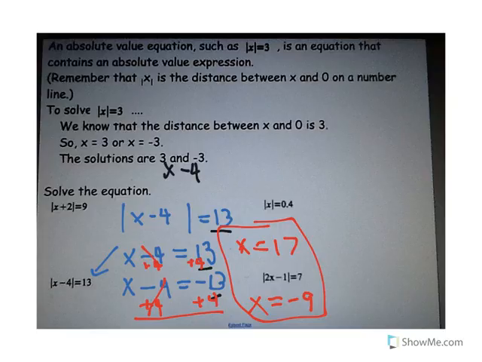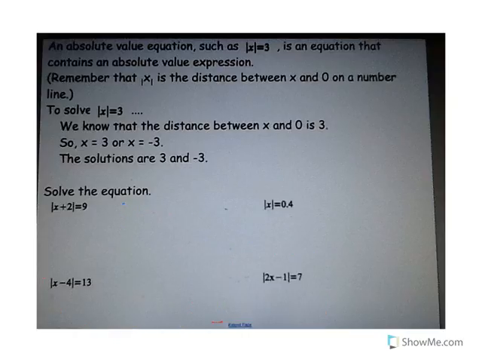17 minus 4, I'm plugging it in here, 17 minus 4 is going to be equal to 13. The absolute value of 13 is 13. And then again, if I plug this in there, negative 9 minus 4 is equal to negative 13, and the absolute value of negative 13 is 13. So that makes sense. So now let's do this one.